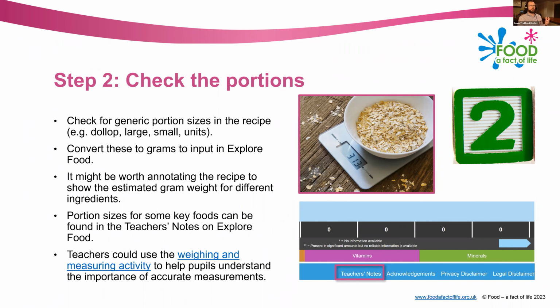Most recipes that you see won't have every single ingredient weighed in grams, so you can write that on the recipe. If you're doing it in a lesson, you can either allow pupils to estimate that themselves and try to work out the gram weights, or you can set that at the start, and that way you can compare each pupil's analysis and make sure that they're getting the same results if they've got the same gram weights. When you use the tool, in the teacher's notes there are portion sizes for some key foods that you can use. There are also other activities, like the weighing and measuring activity on Food Facts of Life, which helps pupils understand the importance of measuring accurately when doing recipes.